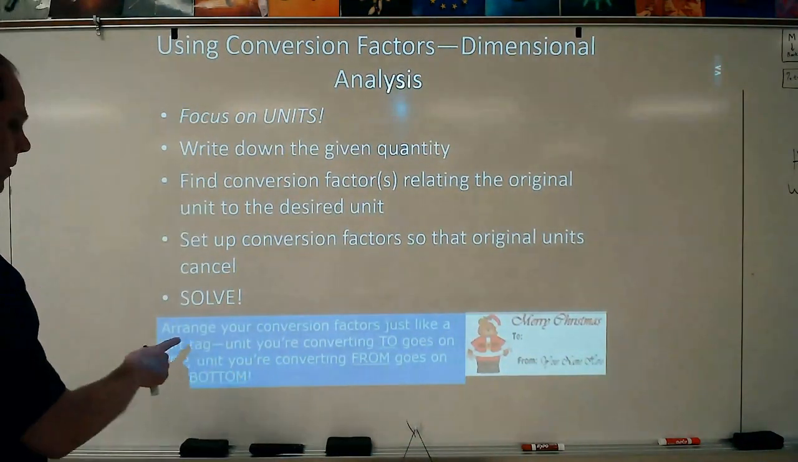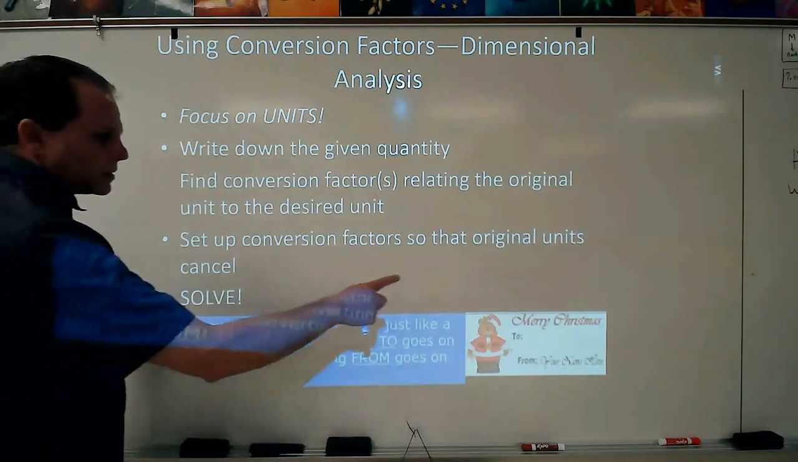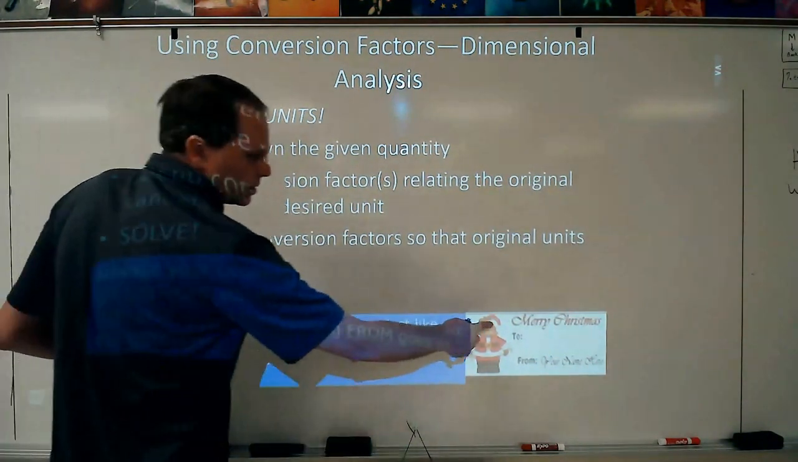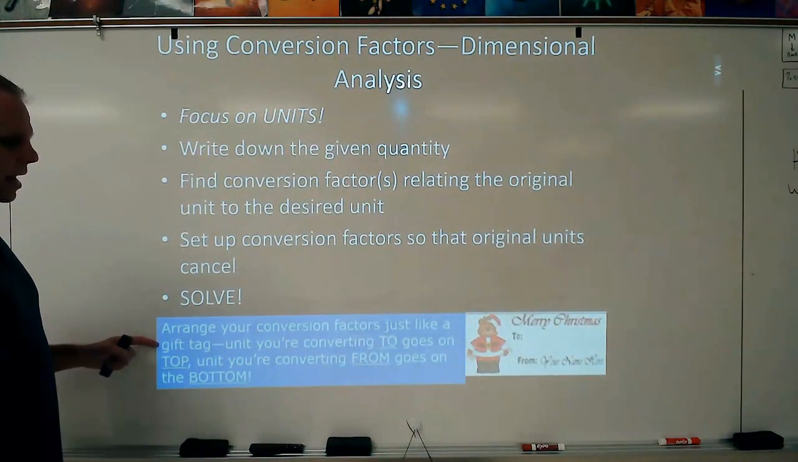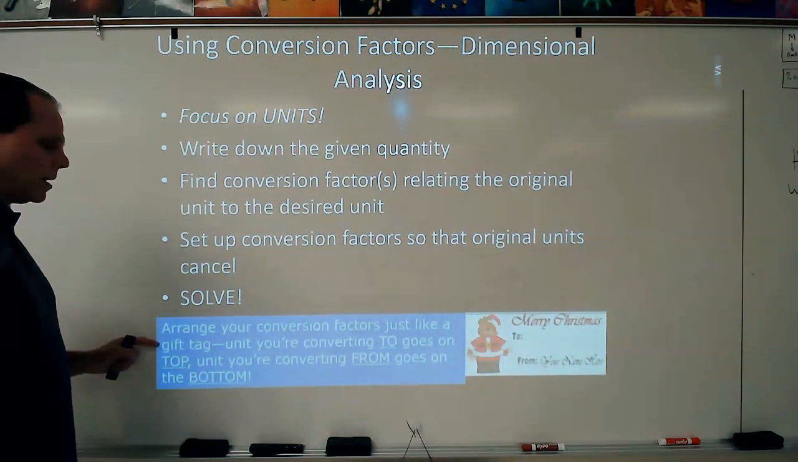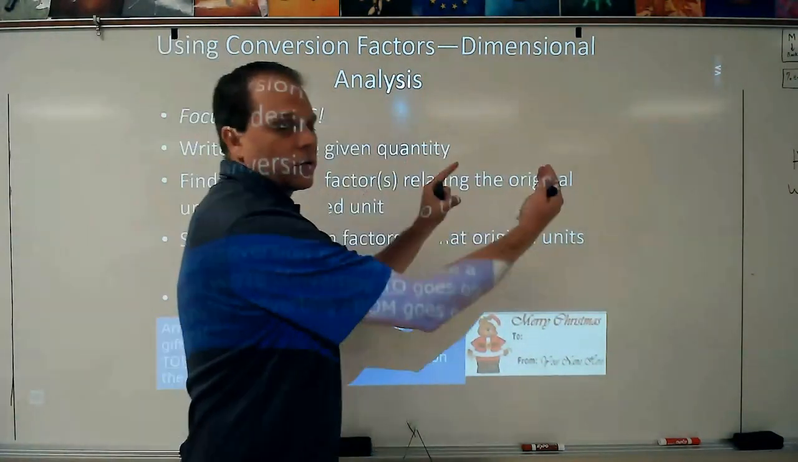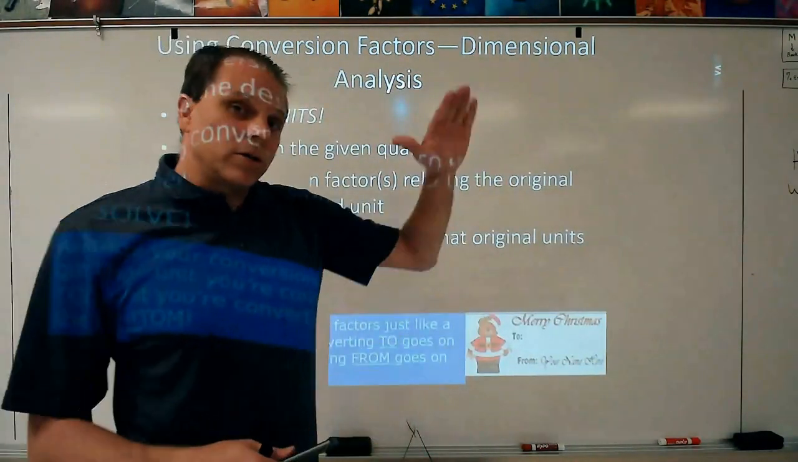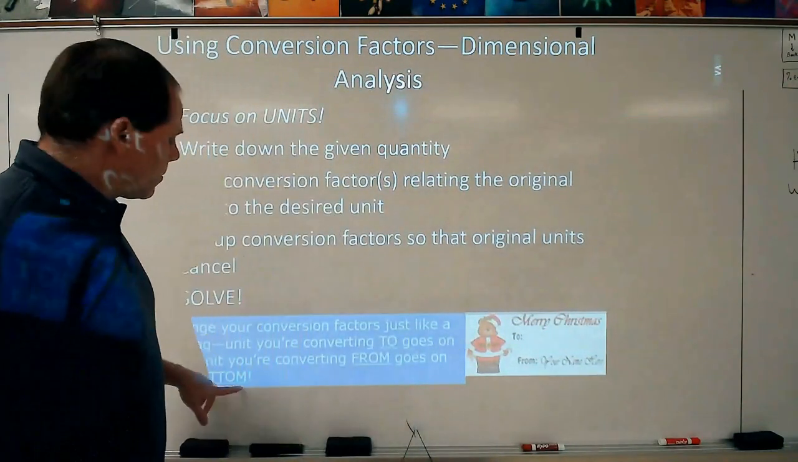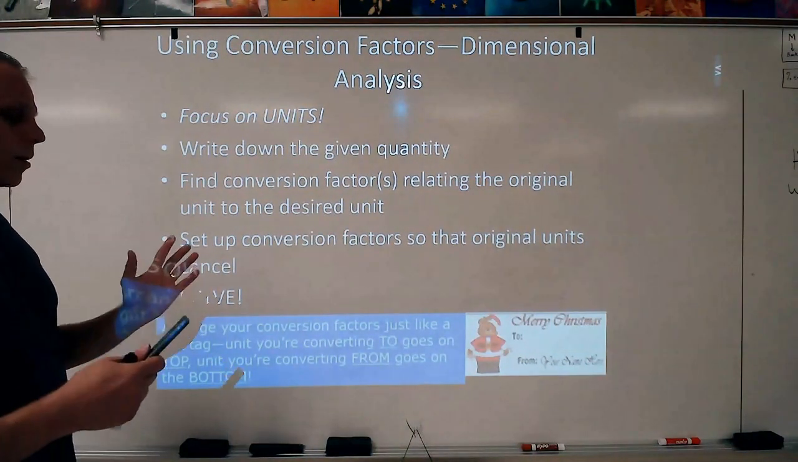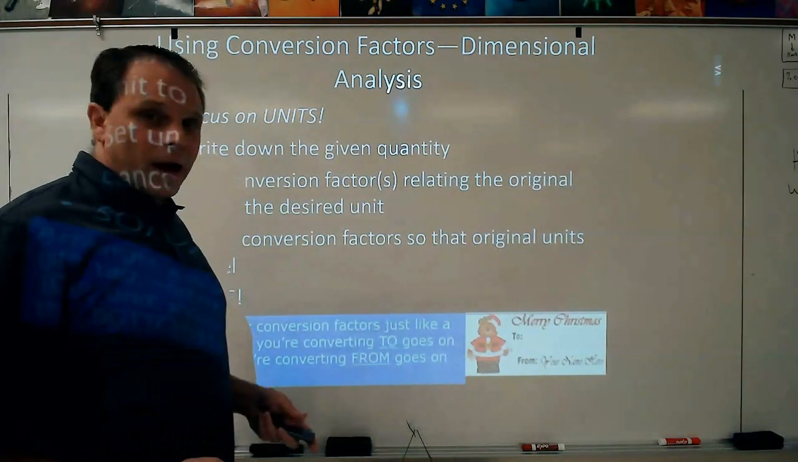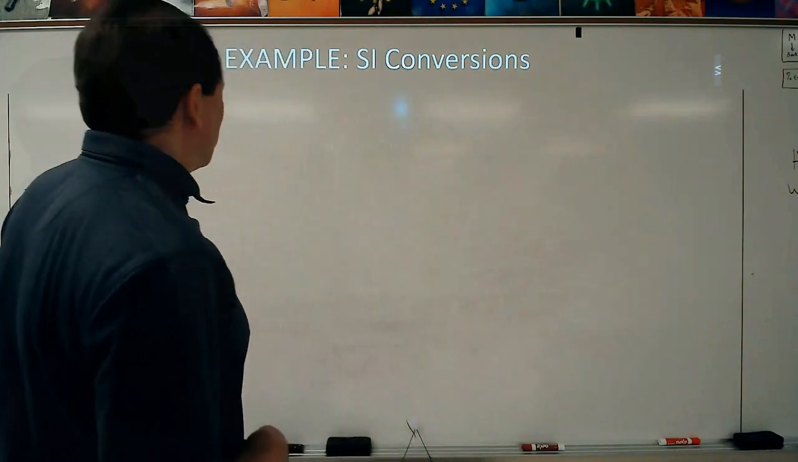Now, here's another way to think about this. This is kind of like a gift tag. You notice a little gift tag here. We have a to and a from. If you arrange your conversion factors like a gift tag, the unit you're converting to goes on top, the unit you're converting from goes on bottom. So as you're creating those little unit conversion factors, I said always make sure the thing on bottom cancels out. But another way to think about it is like a gift tag, all right? The thing you're going to is on top. The thing you're going from is on bottom. That's another way to think about it. Some of you guys like different ways to think about things.